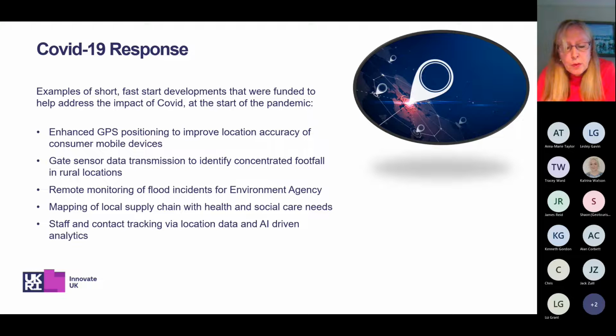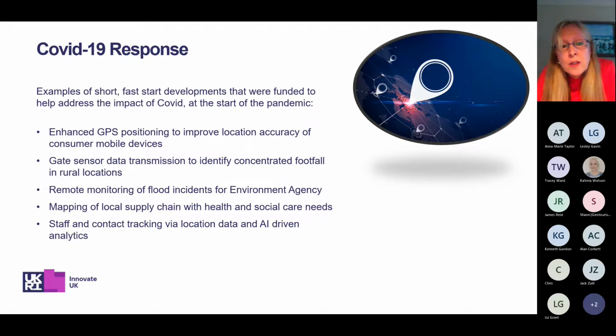Geospatial intelligence has been proving vital to society in this respect. Shortly after the start of the pandemic, Innovate UK funded some short, fast developments to help address the challenges. This included a range of geospatial developments listed here. A number of these, as you'll see, are valuable mapping and tracking developments. There are also examples from our international programs.